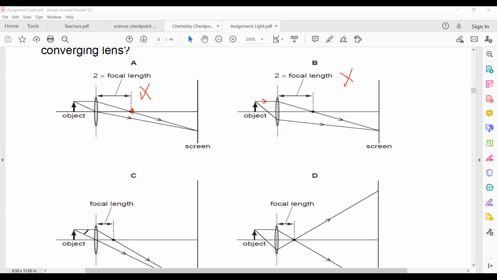A parallel ray passing through the focus, and one through the center, so this is right. This one, D, is wrong. Why? Because it should go parallel, but they made it pass through the focus. So C is the right answer.